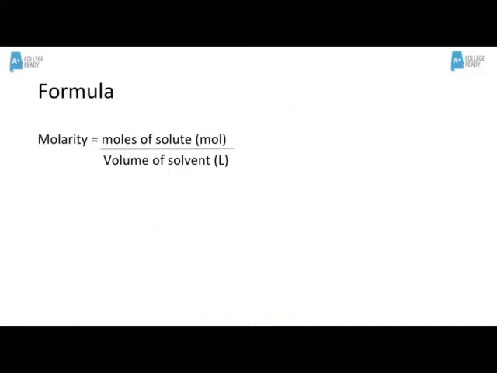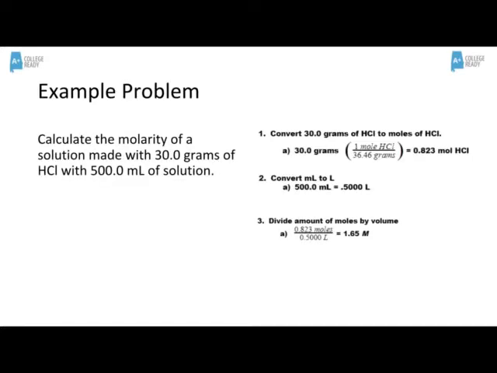So the first thing that we're going to look at is the formula. So the formula for molarity is very simple. It's just moles of solute divided by volume of solvent. And so in this case, you just want to make sure that your units are correct. So make sure that you have moles on top and that you put liters on bottom to make sure that you get the correct molarity. So make sure you're always in moles and liters.